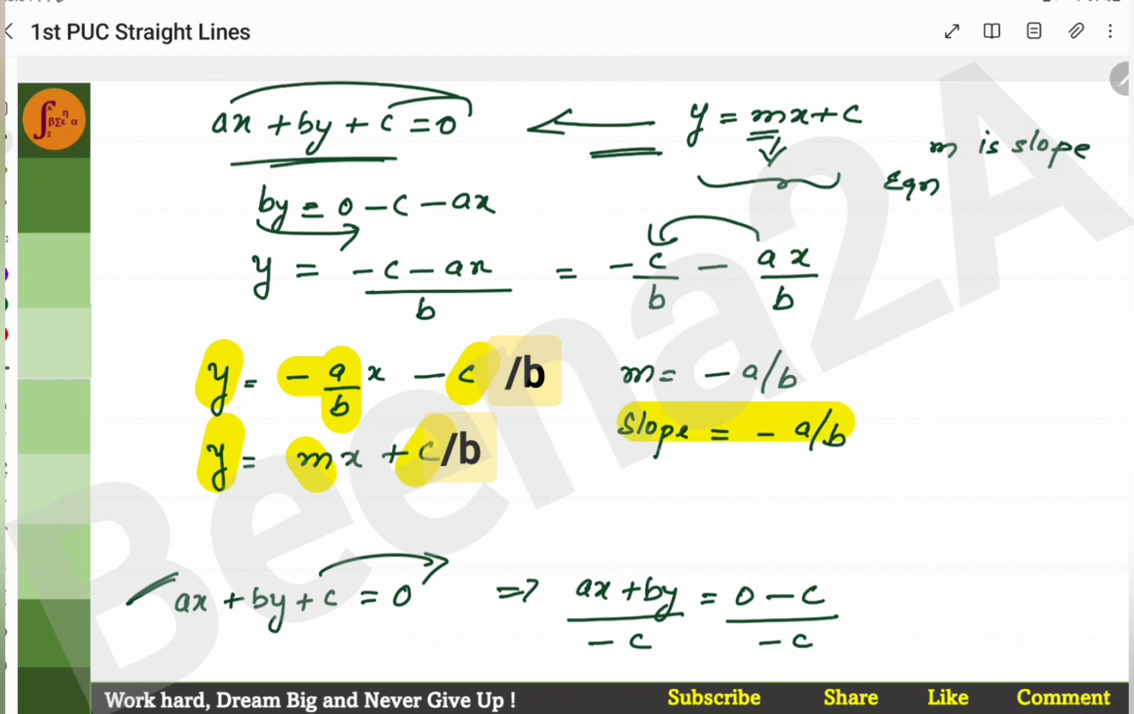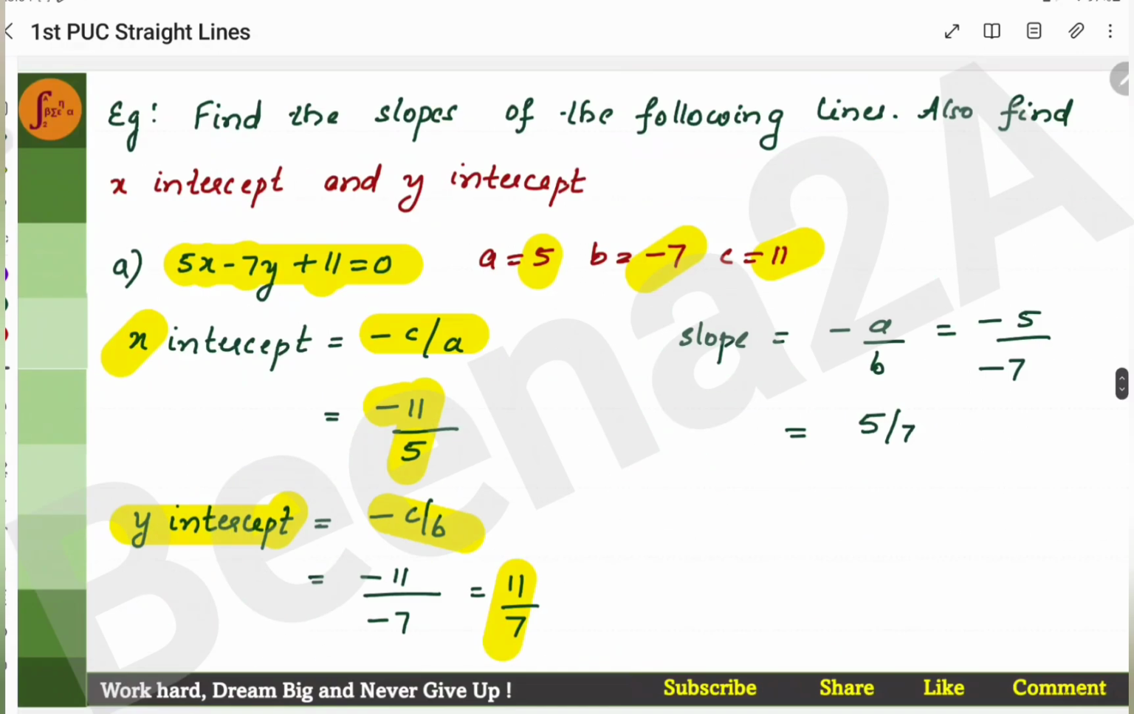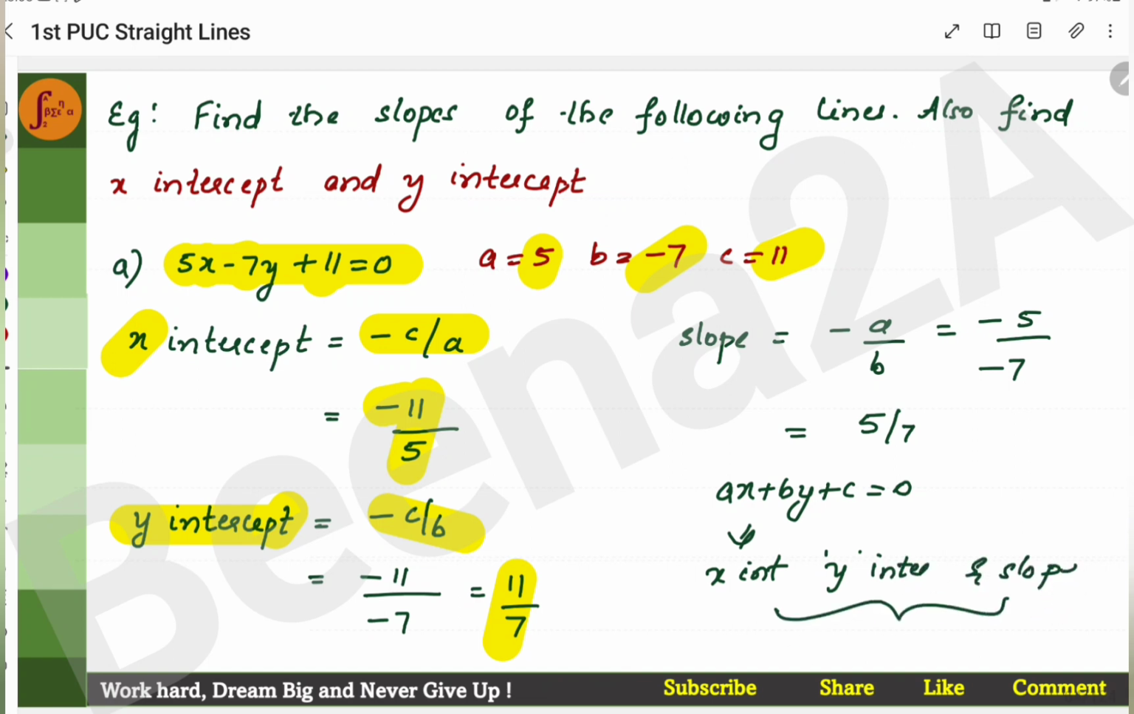So now just to summarize, we took this general form of the equation, right? We obtained the slope by getting it in this form. Now by using the general form of the equation, we got the x-intercept, y-intercept and slope, right? So if there's any equation given like this, easily we can find the x-intercept, y-intercept and slope. Slope is minus a by b. We have a, we have b, and we substitute, we get the slope.